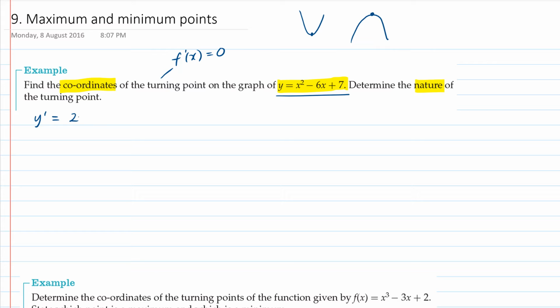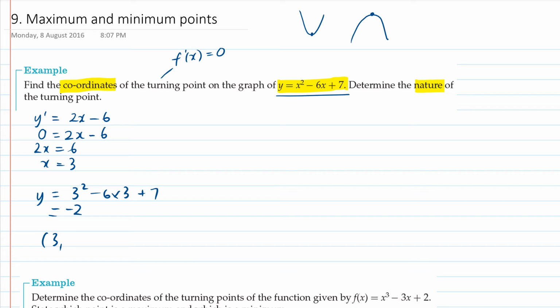So y dash is equal to 2x minus 6, and we're going to set it equal to 0 to find the x coordinate. So 0 equals 2x minus 6, so 2x equals 6, x equals 3. So it wants the coordinates, that means it wants a y value as well, so we need to substitute that into the equation instead of x. So then we get 3 squared minus 6 times 3 plus 7, so that's 9 minus 18, which is negative 9, plus 7 is negative 2. So the coordinates are 3, negative 2.